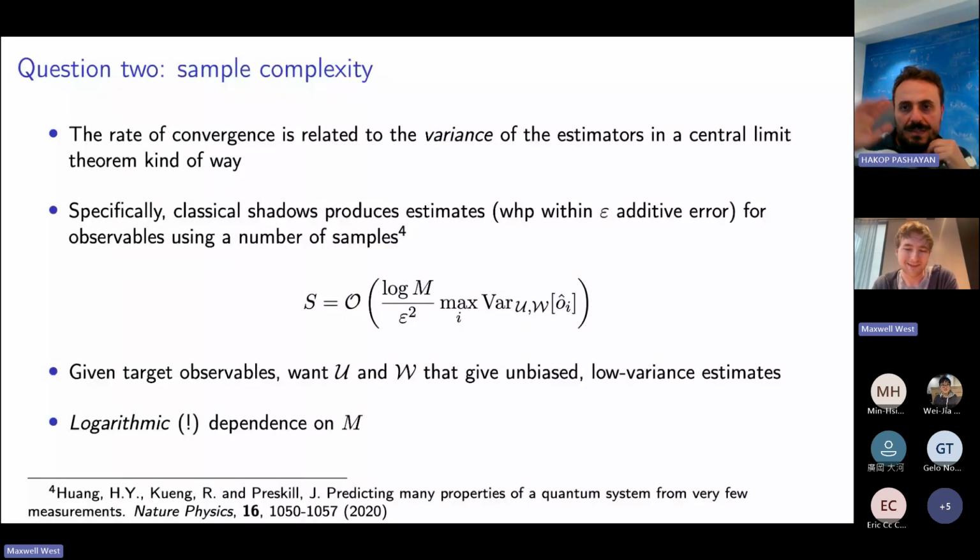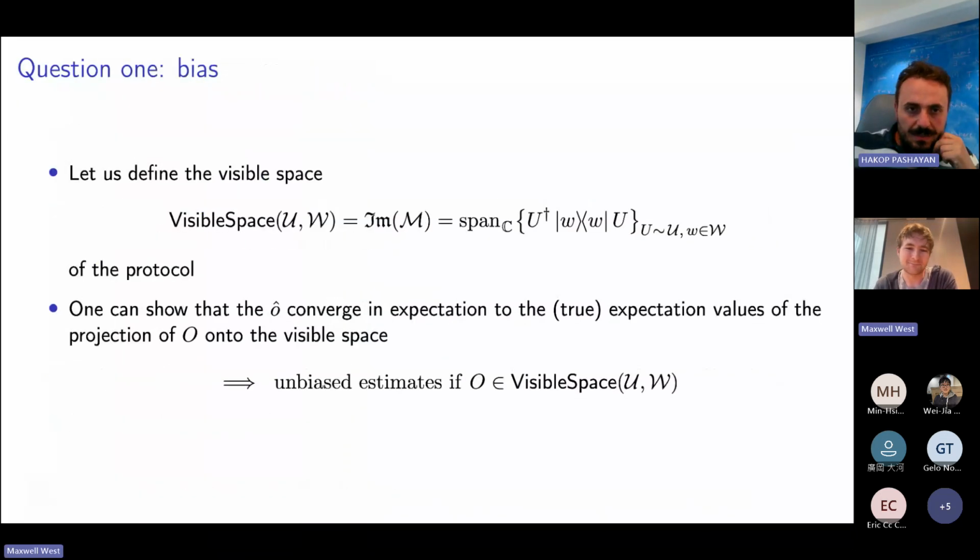Oh, sorry. Can I just ask a question? Do you mean the measurement channel acting on O is in the visible space, or O itself is in the visible space? Oh, sorry, I might have said that wrong. Yeah, definitely O is in the visible space.